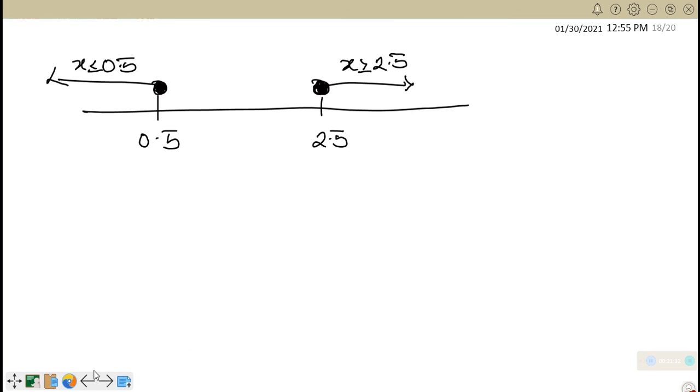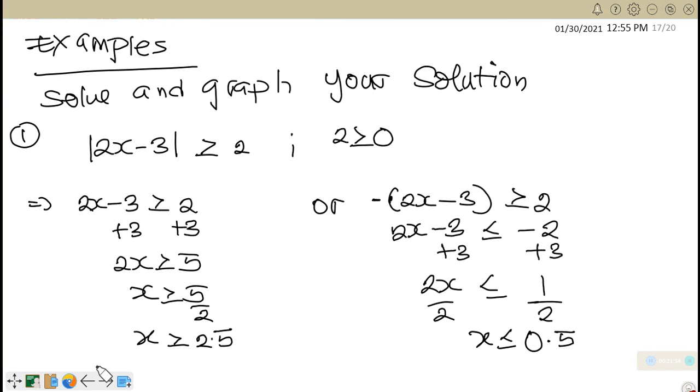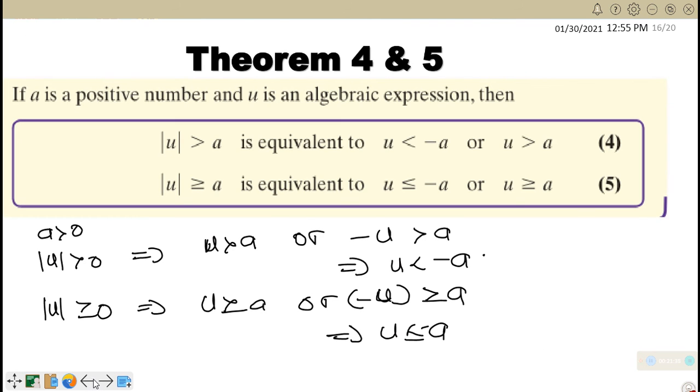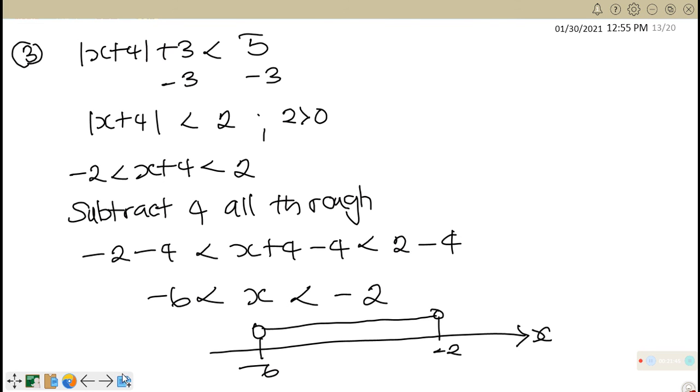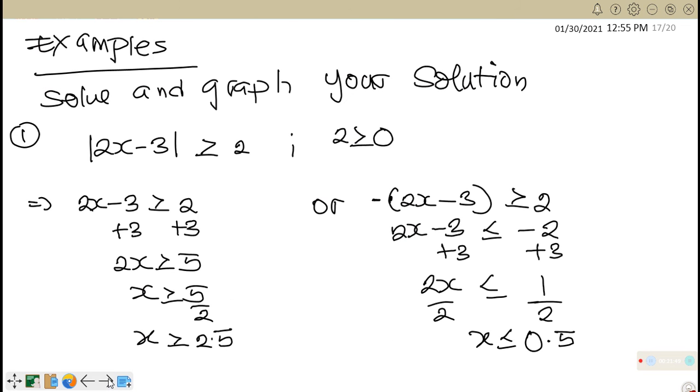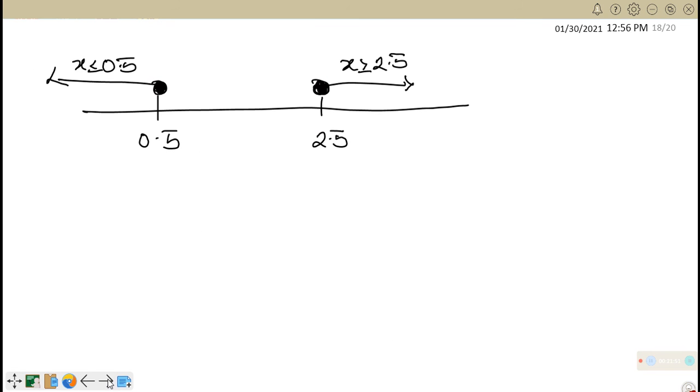So the solution set does not intersect there. They don't intersect, not like the other one which we had, where there was an intersection. Another example, example 2.